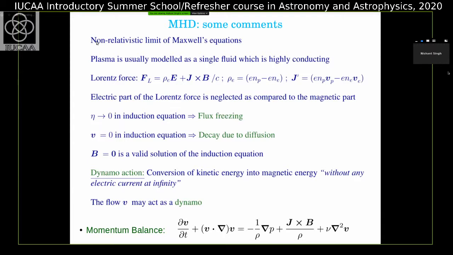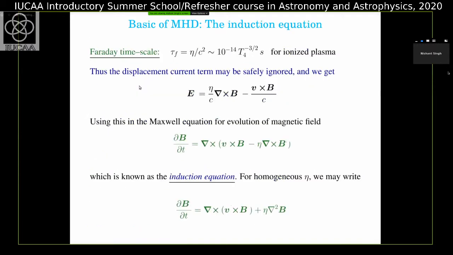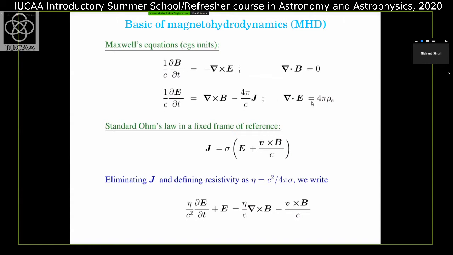MHD is basically a non-relativistic limit of Maxwell's equations. Plasma is usually modeled as a single fluid, which is highly conducting. If you work out the Lorentz force, whenever you have a magnetic field and electric field through sources, the sources are J and rho, and the induced fields are E and B. These are all coupled. This can lead to this, and this can influence that. So in that sense, it's all coupled.